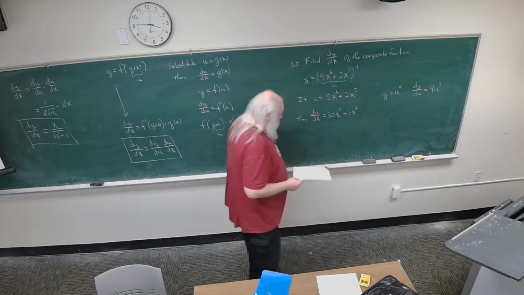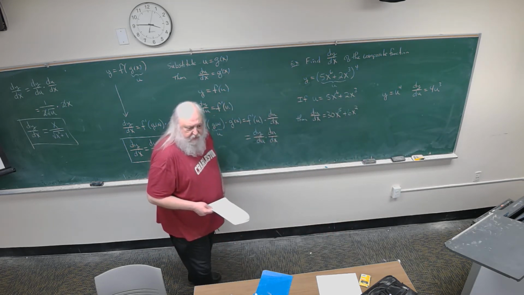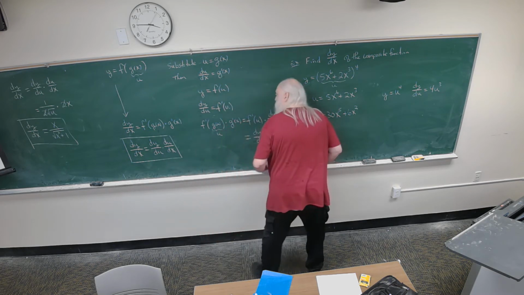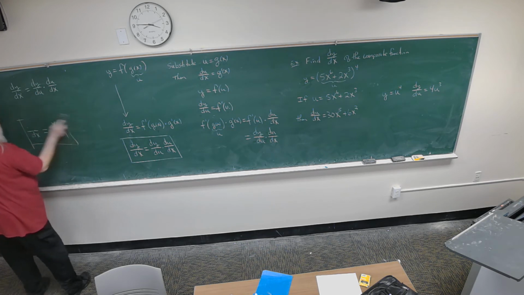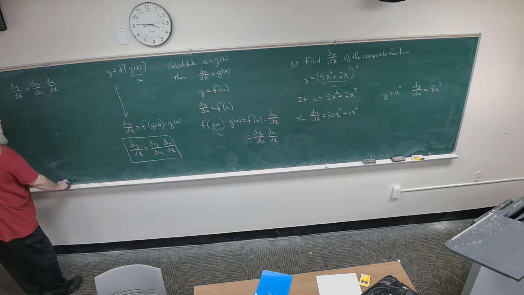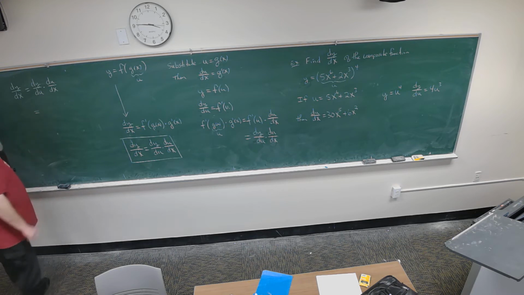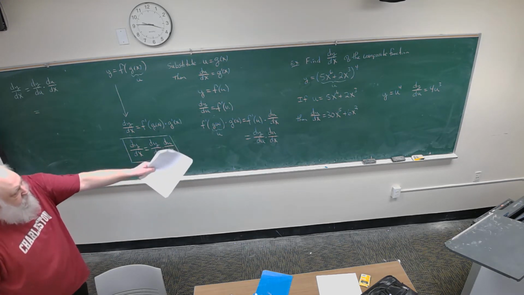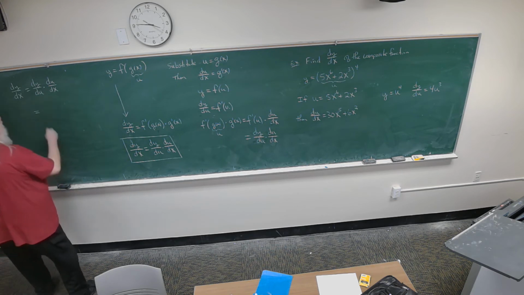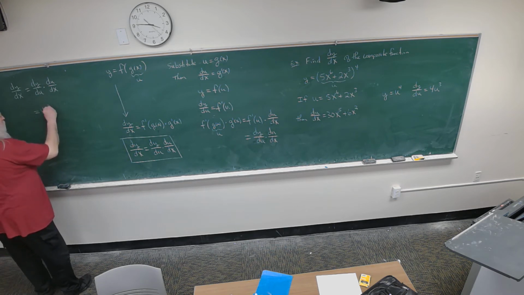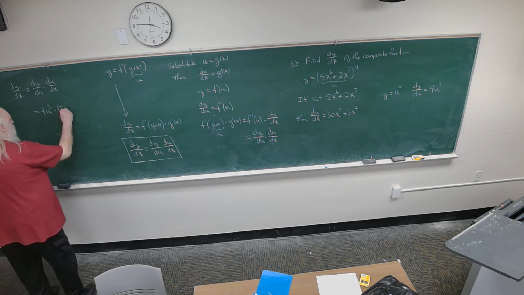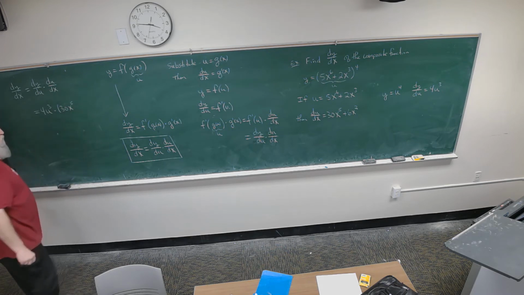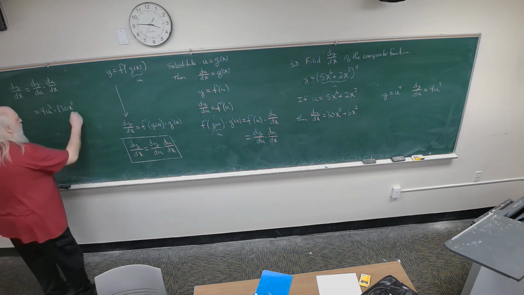And now we have everything we need to find the derivative in Leibniz notation. The derivative of y with respect to x is equal to the derivative of y with respect to u, which is equal to 4u cubed. And then we multiply that by the derivative of u with respect to x, which is 30x to the 5th plus 6x squared.